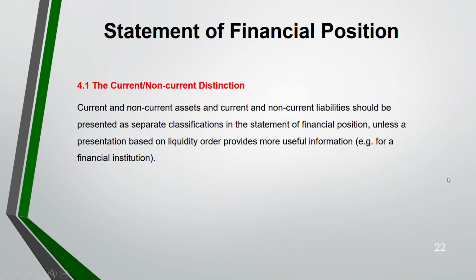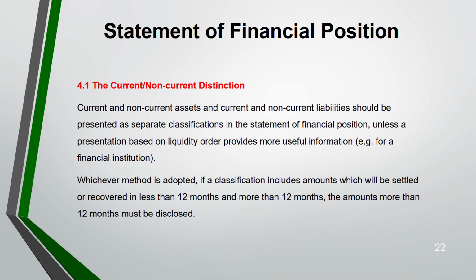This is the classification that we have been going through for years and years, unless a presentation based on liquidity order provides more useful information. For example, a financial institution might want to present not based on current, non-current, but maybe based on liquidity. But normally it's non-current, current only. So whichever method you adopt, whether based on liquidity or current, non-current, okay.